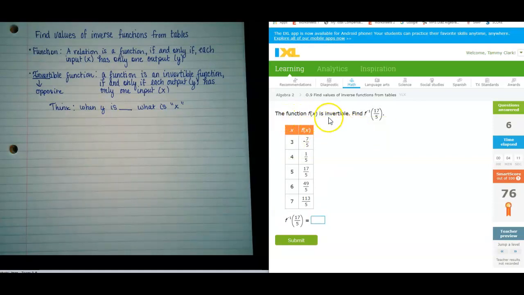The function f of x is invertible. Find f inverse of 17/5. So we're looking for when y is 17/5. So we'll go down, find 17/5. Well, when y is 17/5, x is 5.